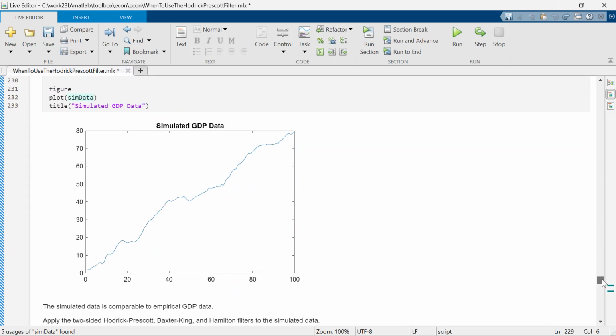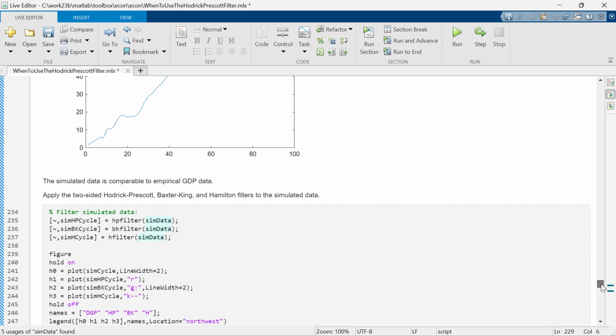And what this produces, using, again, parameters that Hodrick has estimated using GDP data, is simulated GDP data that looks something like this, and we can run this multiple times to get different simulations and perform statistical analyses on all of this.